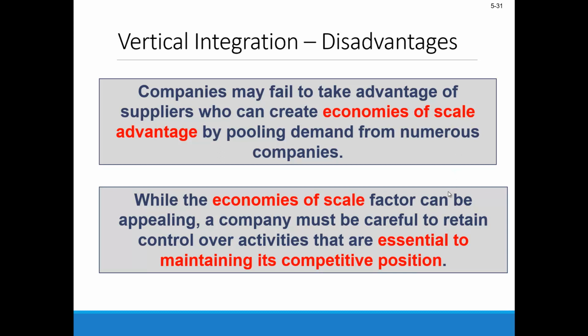However, while that is a potential factor that's appealing to firms, we also want to be careful to retain control over things that would be essential to maintaining competitive position. That would relate most significantly to things like quality. So think about luxury automobiles in my example, BMW, Mercedes, and so on. They'd certainly want to be careful that whoever they're buying their transmissions from, or their electronic components, or whatever piece of the car we're talking about, has the same quality standards that they themselves have. Otherwise, that's going to damage their brand if they start putting subpar components into their automobiles.